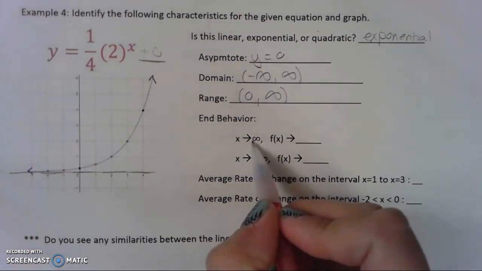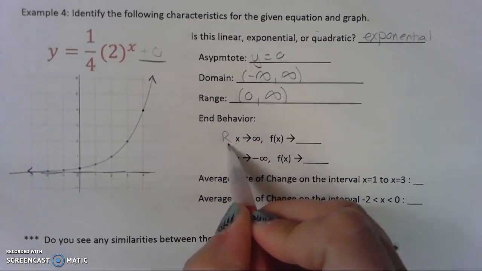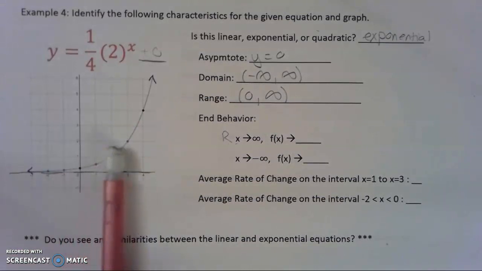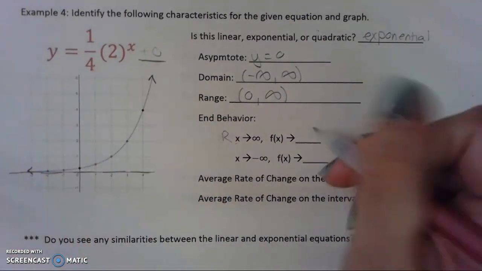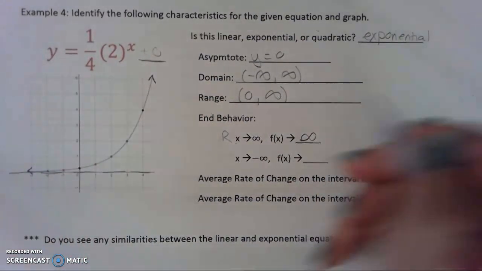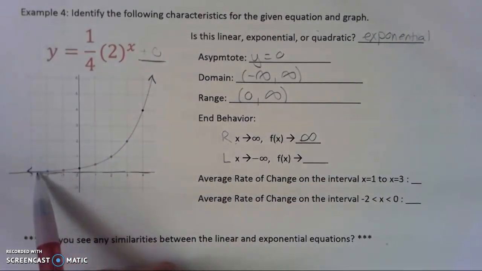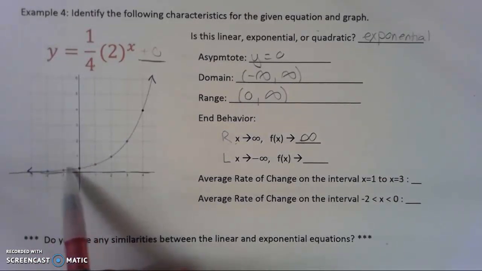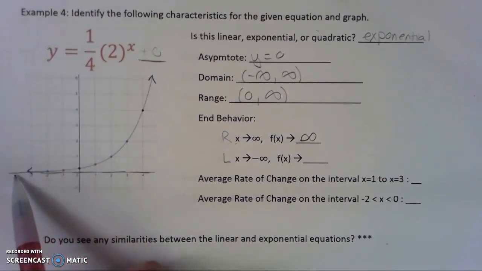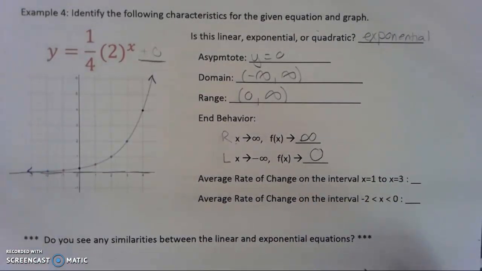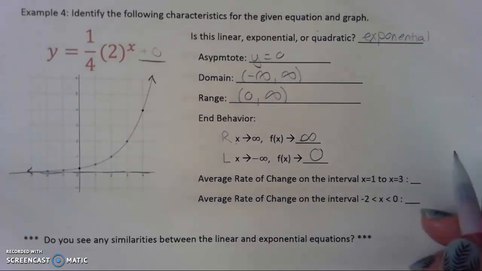Our end behavior, remember this is going to the right, so as we look to the right side of the graph here, we'll notice that these y values are just getting bigger and bigger, so +∞. As we look to the left side of this graph, these values are getting smaller and smaller, but they're not going to get infinitely smaller. They're going to get closer and closer to 0. They won't ever reach 0, they will never pass 0, so closer and closer to 0.